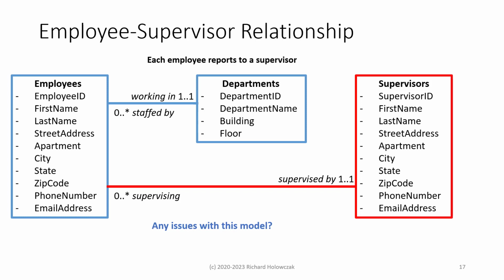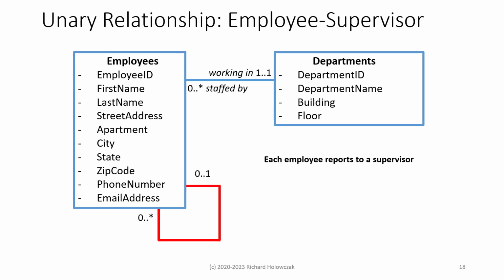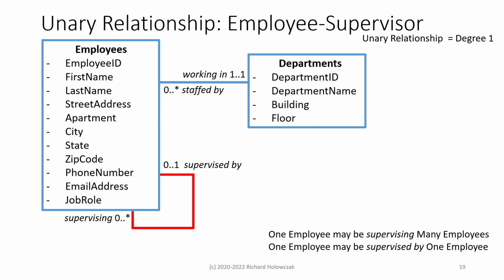So instead of maintaining a separate entity for supervisors, we can reuse the employee entity and introduce what's called a unary relationship, a relationship of degree 1. Here, we're going to have an employee that may be supervising many other employees. Sounds really weird, but let's fill in the verb phrases and see how this goes. One employee may be supervising many other employees, I guess, and one employee may be supervised by one and only one employee.